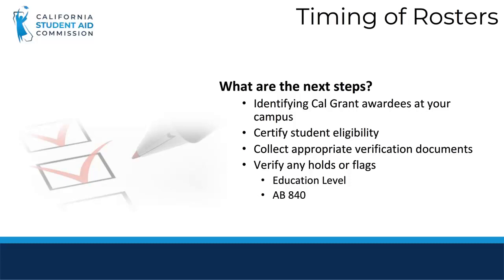Another step is to certify student eligibility. After the roster opens, schools can begin the process of eligibility certification for their Cal Grant awardees. This goes hand in hand with the third point, which is to collect appropriate verification documents. Collection of the verification documentation allows the financial aid office to ensure that students are in fact eligible for the award and they are able to move on to the next step.